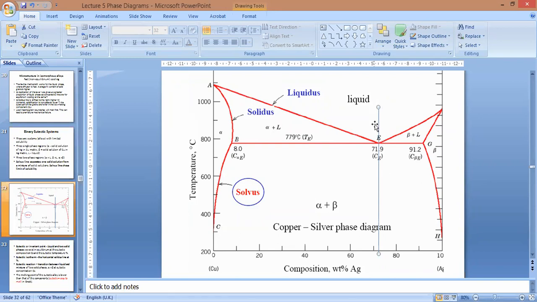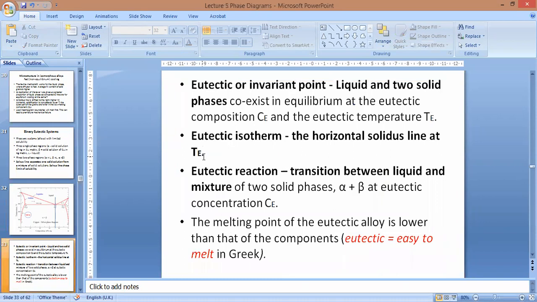It means at this particular composition, at the eutectic point, your alloy will move directly from a liquid into a solid. It will not go through the intermediate phases. Are we together there? I hope we are. That is what is special about this particular point. It's also known as the invariant point.